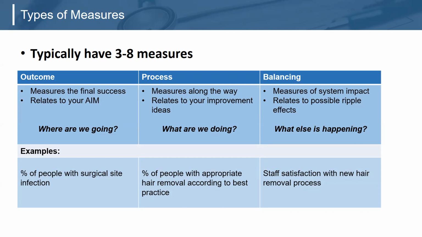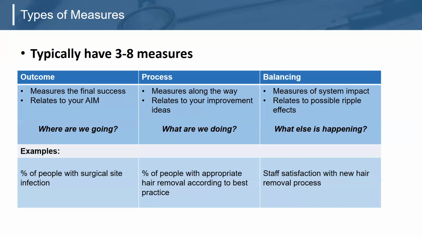A process measure is measuring something that's happening along the way. It relates to the improvement idea. So what are you doing to get to your end goal is what a process measure is. Back to our example, if we're trying to reduce surgical site infections, then using a different hair removal process that's considered best practice might be a good way to address it. If we measure the number of people that get this new hair removal process, then that's a process measure. That's something we're doing along the way to get to our overall outcome.